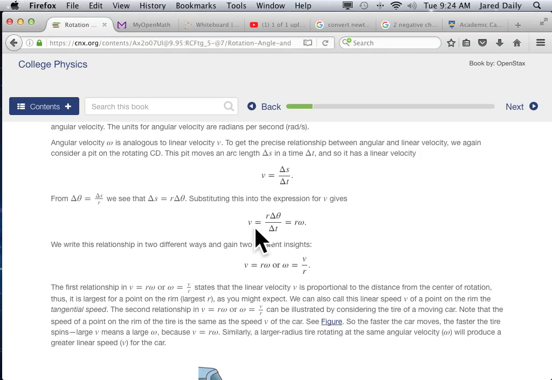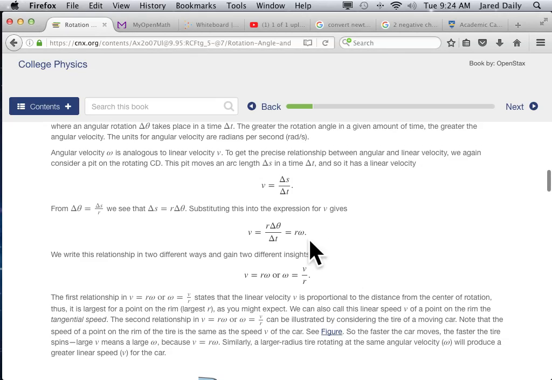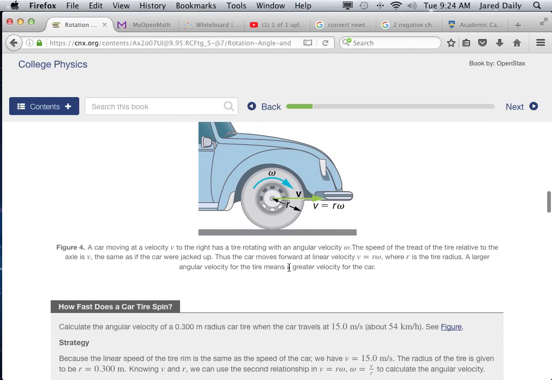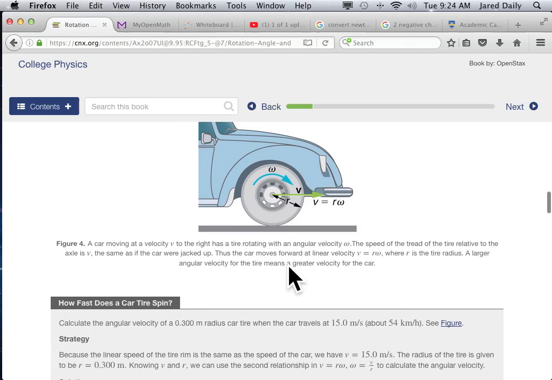So speed along the edge of the path, V, is equal to R times omega. Or omega equals V over R. You can write it either way, and you can use it either way. But let's look at an example of how these things are related.